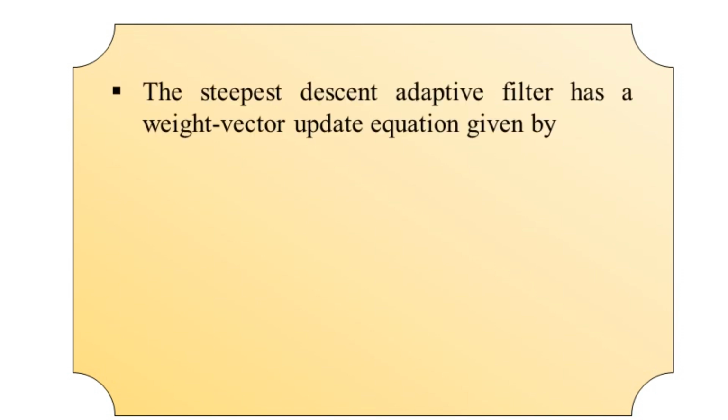It has a weight vector update equation that can be denoted as w(n+1) equal to w(n) added by mu times the expected value of the multiplication of e(n) with the complex conjugate of x(n) here.